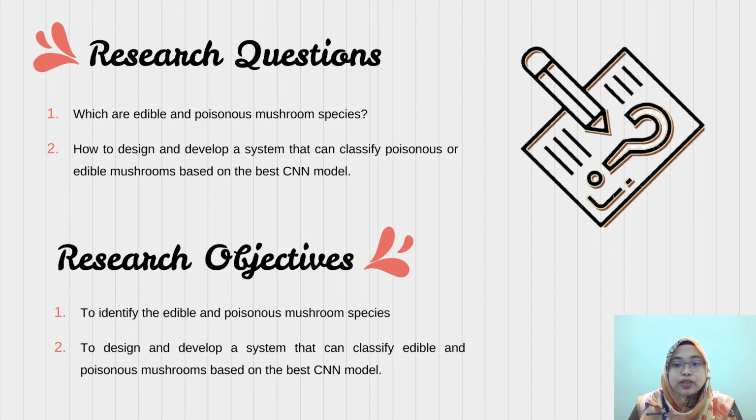Next one is the research question and research objective of this project. There are 2 questions and 2 objectives. The first question is which are edible and poisonous mushroom species, and the second one is how to design and develop a system that can classify poisonous or edible mushrooms based on the Bayesian model. And for the objective, the first one is to identify the edible and poisonous mushroom species, and the second one is to design and develop a system that can classify edible and poisonous mushroom based on the Bayesian model.